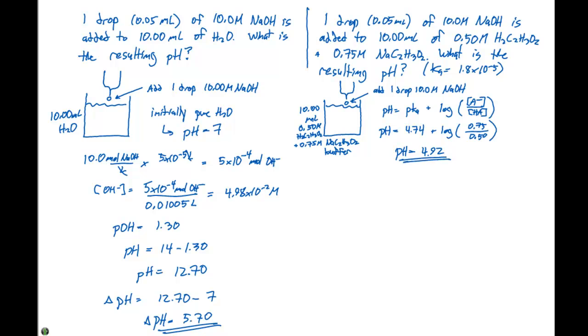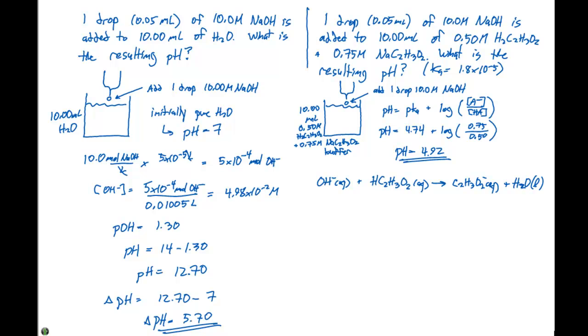So let's find out what happens to the pH when we add our hydroxide. In this particular expression, we're going to add OH minus. That's going to be neutralized by the acetic acid, and that's going to give us C2H3O2 minus plus water.